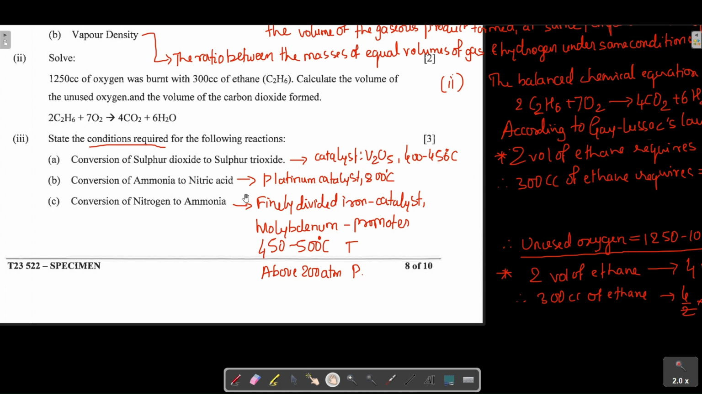Conversion of ammonia to nitric acid. Actually, it should be nitric oxide. They have given the overall thing, nitric acid. But anyway, what is important here? Platinum catalyst at 800 degrees Celsius. So this is catalytic oxidation of ammonia. Conversion of nitrogen to ammonia, Haber's process. What we use? Finely divided iron catalyst, molybdenum promoter, 450 to 500 degrees Celsius temperature, above 200 atmospheric pressure. These all are conditions.